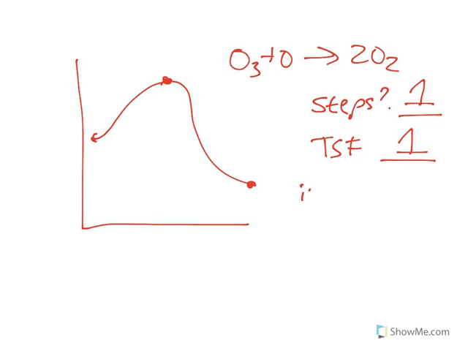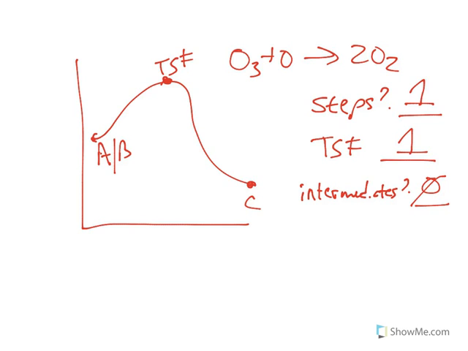How many intermediates? The answer is 0. In order to have intermediates, you're going to need more than 1 step. So there are no intermediates in this reaction, just 1 step and 1 transition state. And that transition state, of course, is there. These are our reactants, A and B, and this is our product C over here.